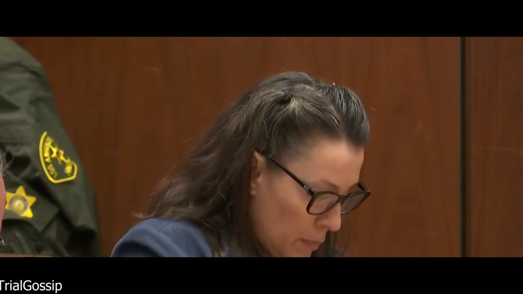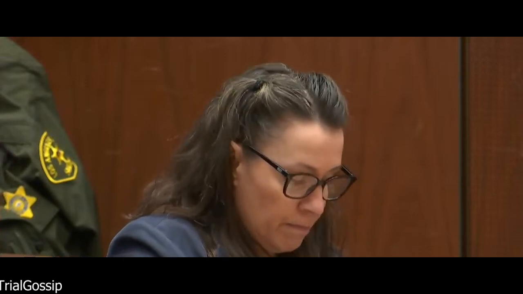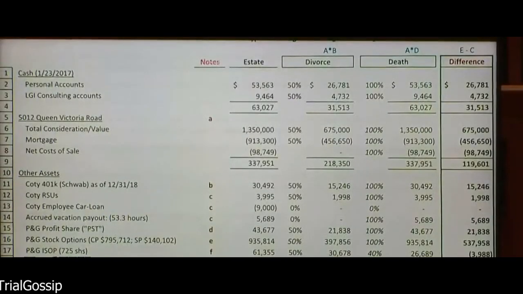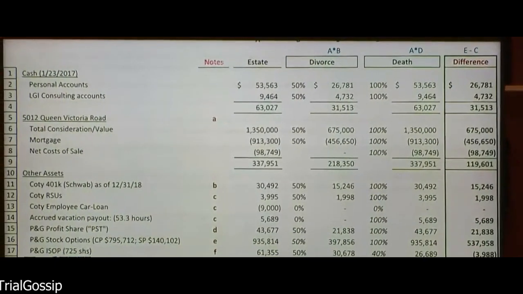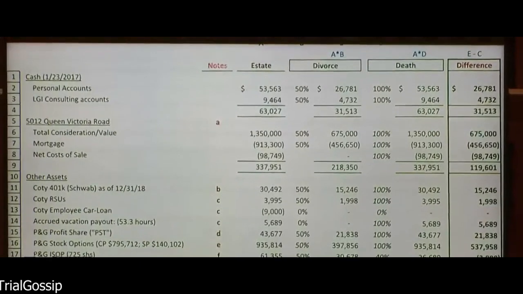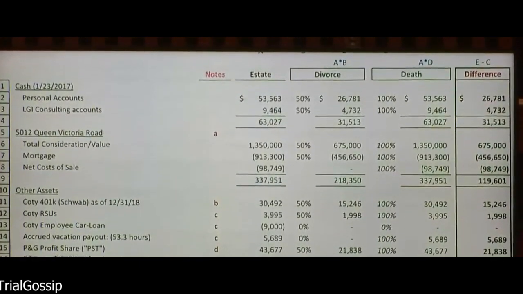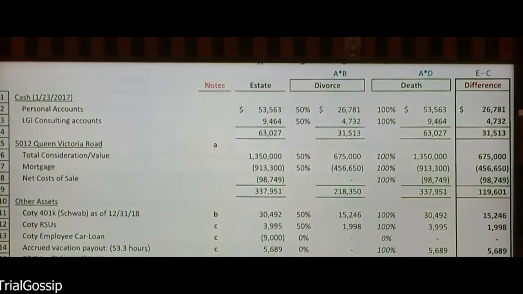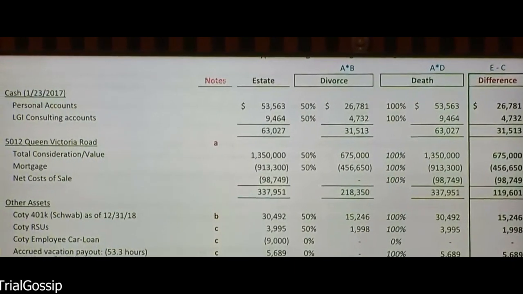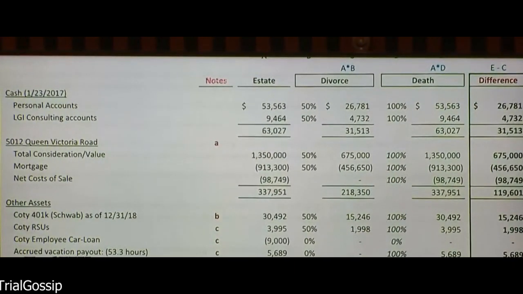All right, let's talk about the family residence at 5012 Queen Victoria Road. We see that on lines 5 through 8 on your chart. Can you walk us through that? Yes. So line 5 is just the title. It's just the address. Line 6 is the total amount, and that's the total amount it was sold for.